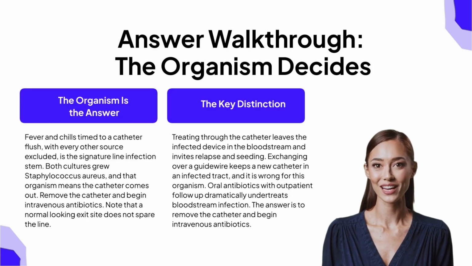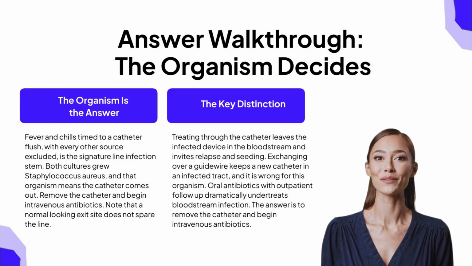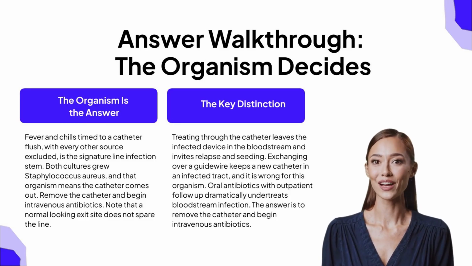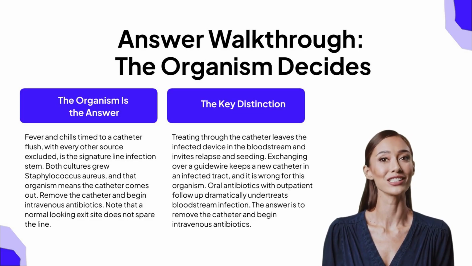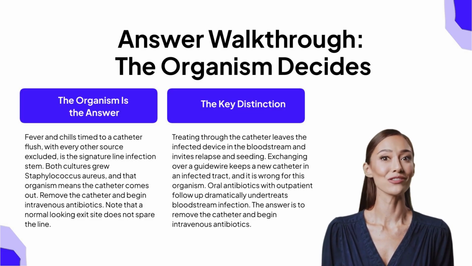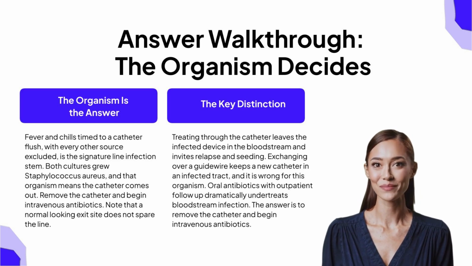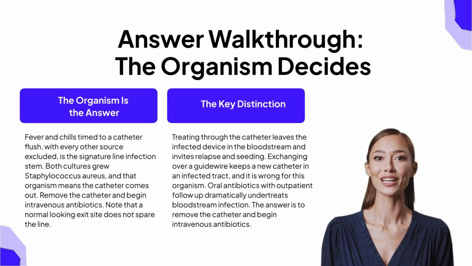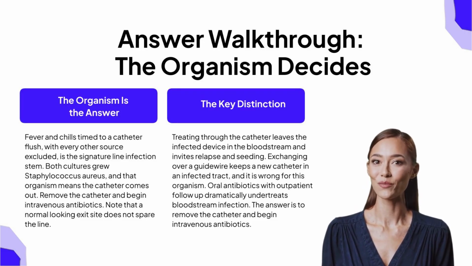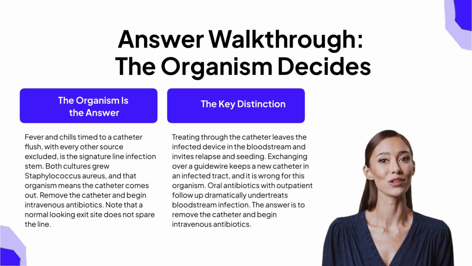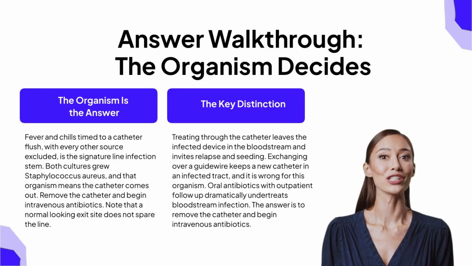The organism is the answer. Fever and chills timed to a catheter flush, with every other source deliberately excluded, is the signature line infection setup. Both cultures grew Staphylococcus aureus, and that organism means the catheter comes out. So remove the catheter and begin intravenous antibiotics. Notice the detail planted to tempt you, which is that the exit site looks completely normal. A normal exit site does not spare the line when the organism is Staphylococcus aureus.